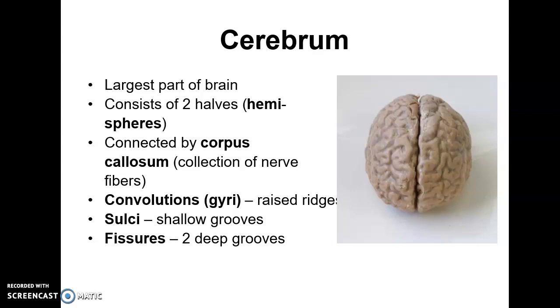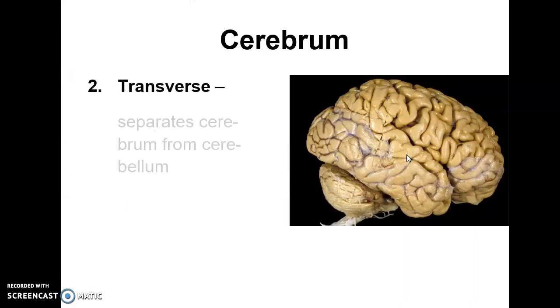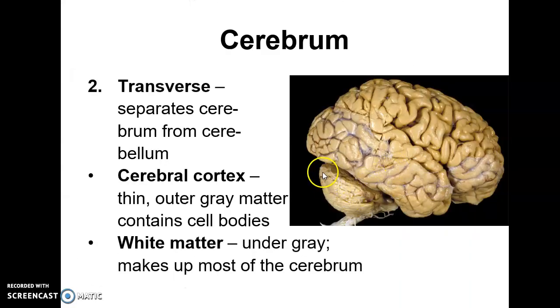And then fissures are going to be the deep groove. So the first one is this one here, which is the longitudinal fissure, and that separates the right and left hemispheres of the brain. And then we have the transverse fissure, which is going to be this one right here. That's where you're going to have your tentorium cerebelli separating the cerebrum from the cerebellum. That's going to be this groove right here.